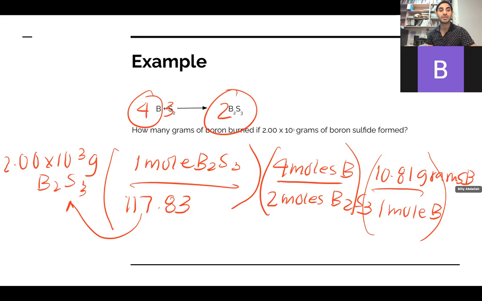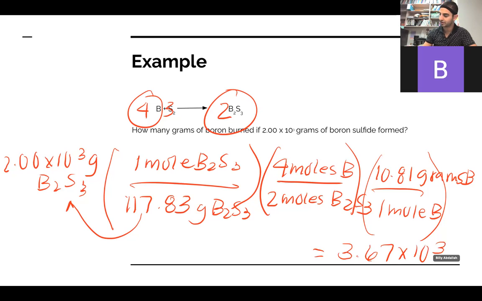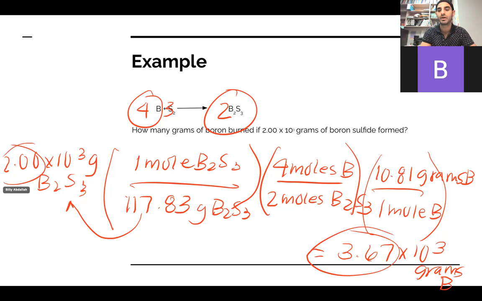So if we do all this out, 2.00 times 10 to the third divided by 117.83 grams of B2S3 times 4/2 times 10.81, we will get an answer that says it is 3.67 times 10 to the third grams of boron. And again, just staying consistent with that first value in terms of significant figures.